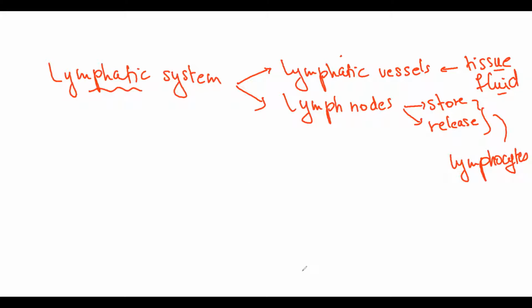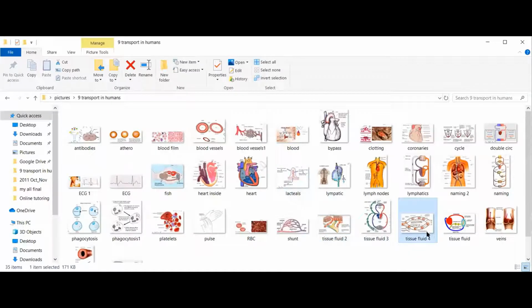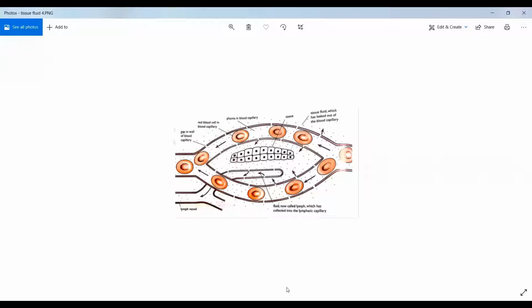Now, if you can look at this picture, this is the one. Now here, this is a picture of the blood capillaries. As you can see, these are the blood capillaries and they are full of blood. Here are the red blood cells, of course, and this is plasma. The plasma in the capillaries gets out to the space in between the capillaries and the cells.